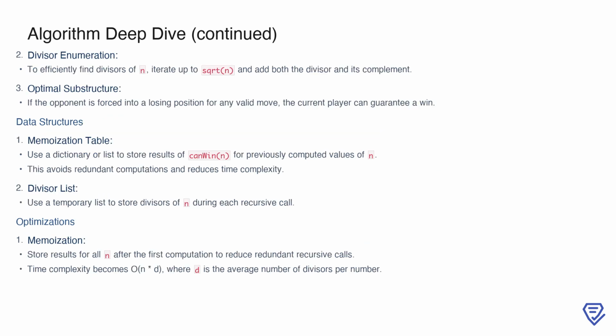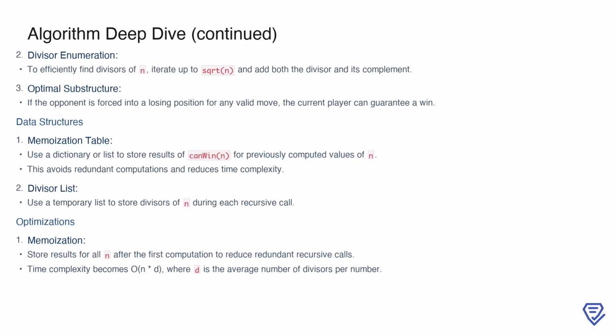To further optimize the solution, we need to focus on how we enumerate the divisors of n. Instead of checking every number up to n, we can iterate only up to the square root of n. For each number that divides n evenly, both the divisor and its complement can be added to the list. This reduces the number of iterations while ensuring we find all divisors.